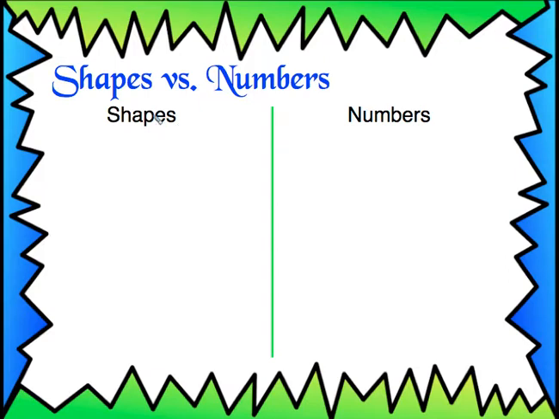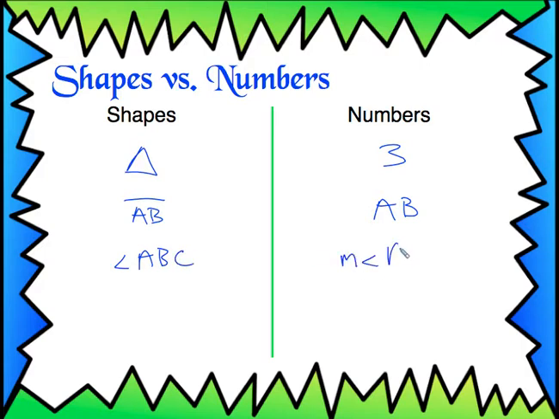Okay, so we have shapes and we have numbers. So something like a triangle is a shape and 3 is a number. But in here we have more things that are shapes and numbers that you're not used to seeing. So this is a shape. It represents a segment. And this is a number that represents the measure of a segment. So an angle would be something like angle ABC, and for the number it would be the measure of angle ABC. Now shapes are congruent where numbers are equal. You cannot add shapes together, and you can add numbers together.